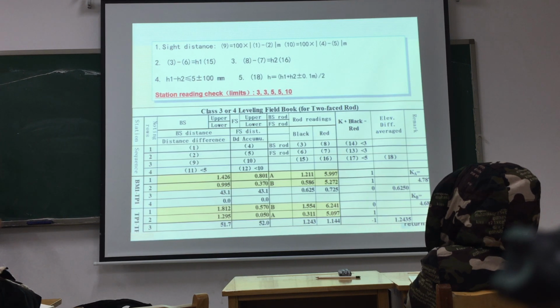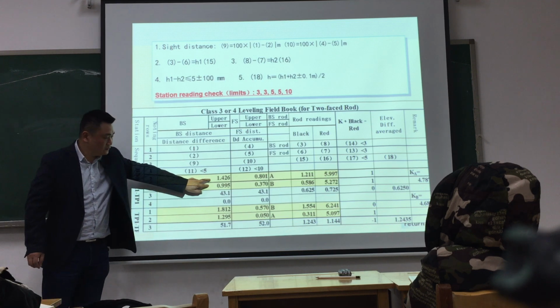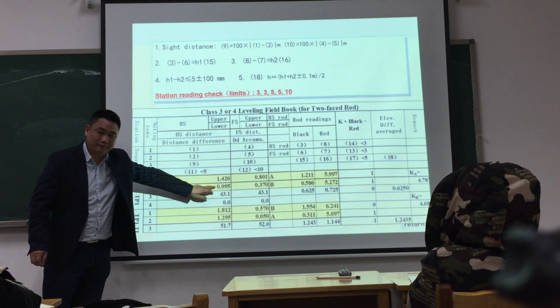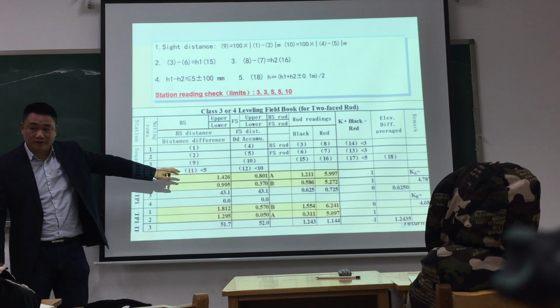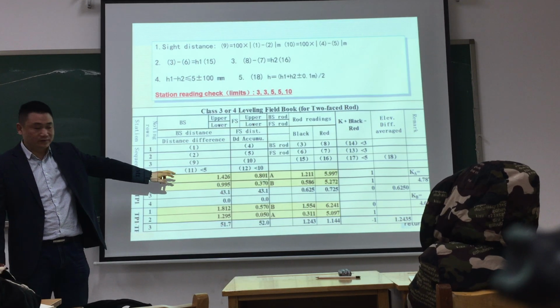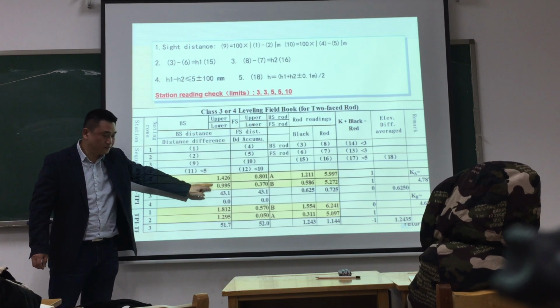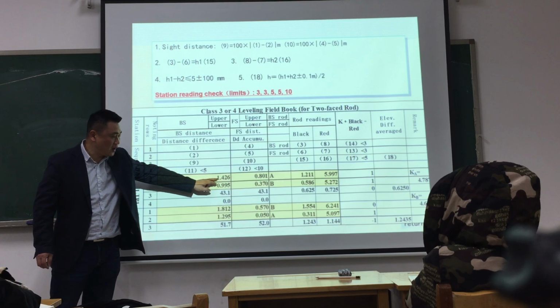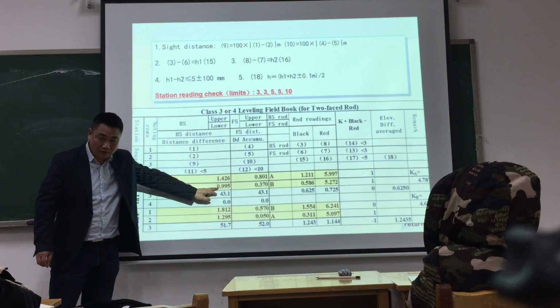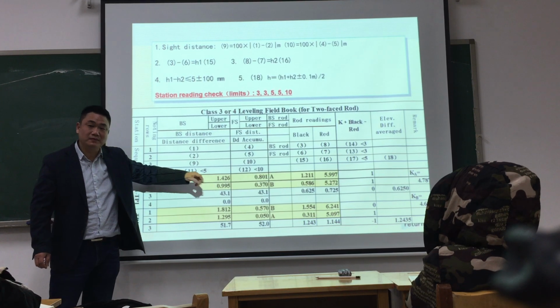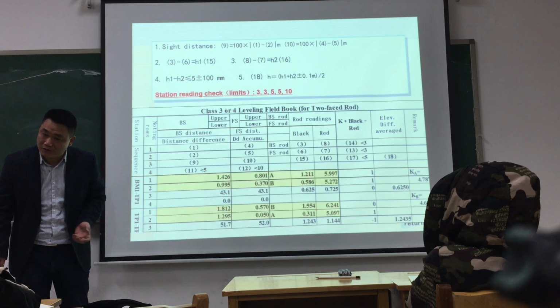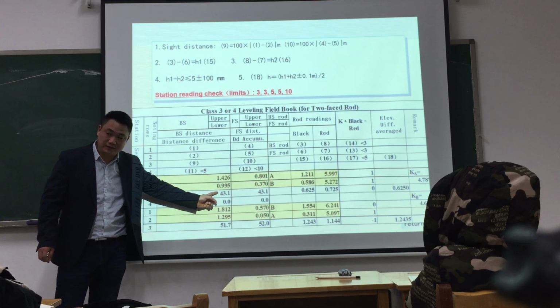Okay, firstly, these two, the upper and the lower of the black face, are used to determine the distance between the instrument and the rods. This is the backside. So use upper minus lower, then multiply by 100. Then you get the distance.